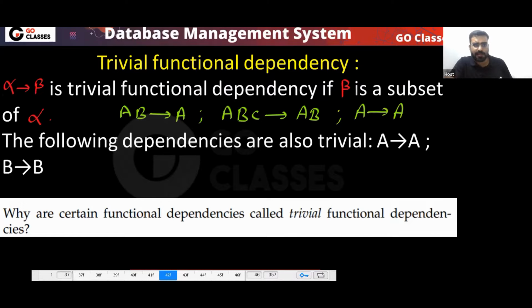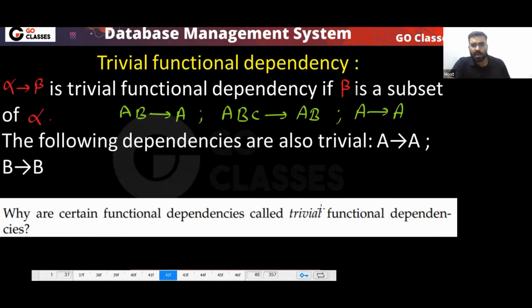Tell me one very simple thing. If you know the value of ABC, can you find the value of AB? Of course. So this is trivial. So these are the trivial functional dependencies. Alpha implies beta is trivial when beta is a subset of alpha, or I can say alpha is a superset of beta.